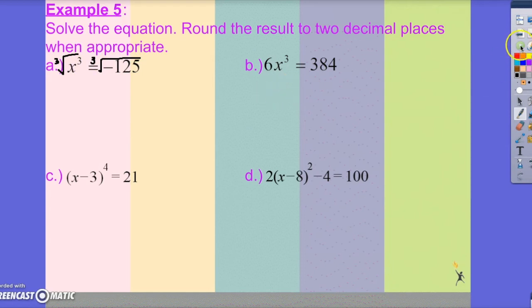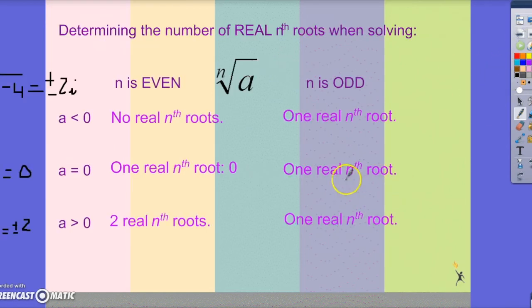And if you go back to your chart, the perfect cube of 125 is 5. Now cube roots, see how there's a negative inside the root? It's an odd root. It's not like an even where it's a plus minus. Your final answer is just -5. That's it. So one single root like we saw on the previous chart, right? So if the number is negative, a is less than 0, one real nth root.